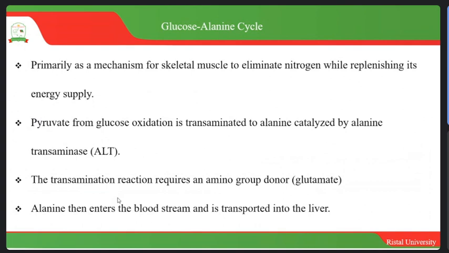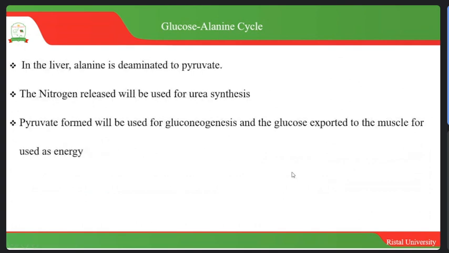That's a transamination reaction. Hopefully I've put some visuals there that will help you understand. The transamination reaction requires an amino acid donor, which is called glutamate. Alanine then enters the bloodstream and is transported into the liver. Then in the liver, the alanine is deaminated. Deamination meaning you remove the amine group and then it forms your pyruvate back. Meaning you have recycled back your pyruvate. So the nitrogen released will be used for urea synthesis, and the pyruvate that is formed is used for gluconeogenesis.